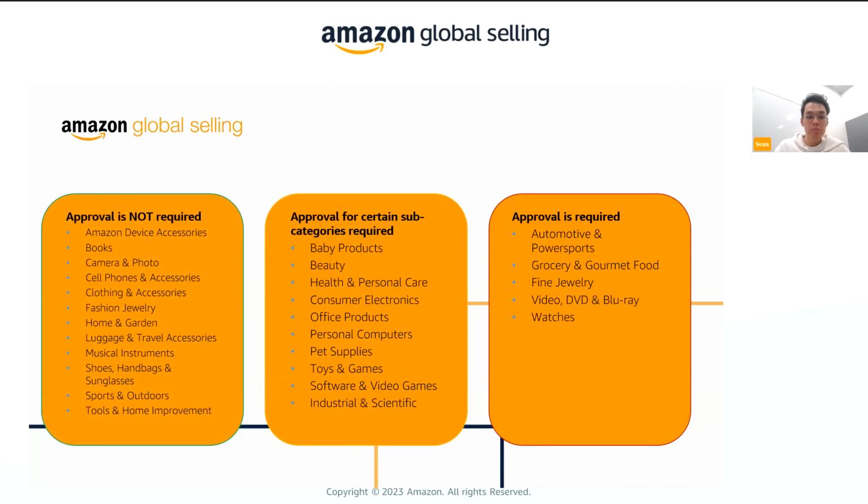So these are just some simple category approvals. Certain items that do not need approval will be like books, cameras, cell phones, accessories. Then certain products that you might need certain compliance documents for will be like baby products, health and personal care, consumer electronics. And then certain things that require full compliance will be like gourmet food, fine jewelry, watches, and so forth.